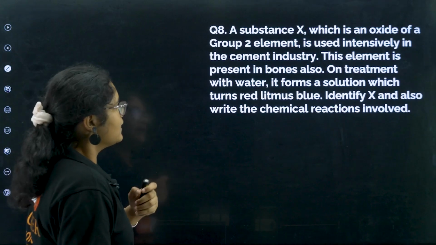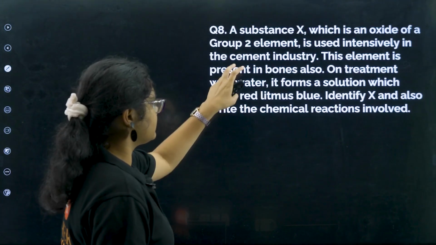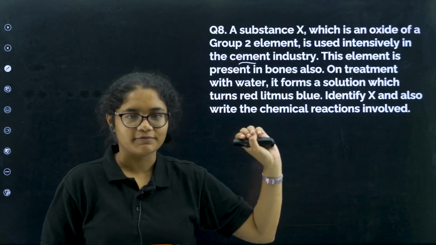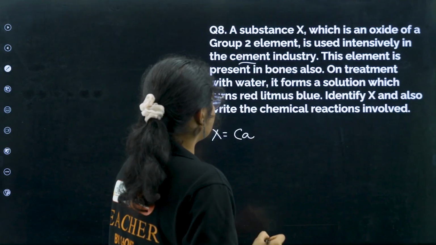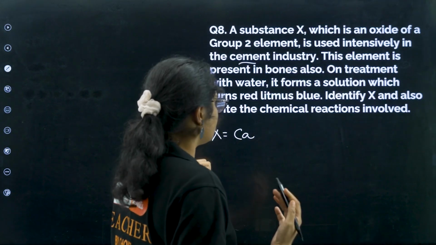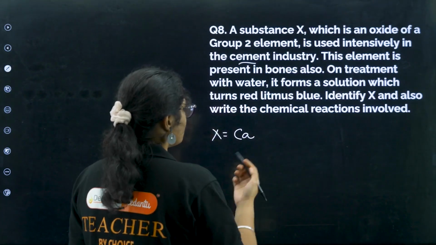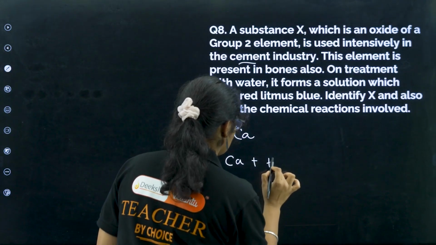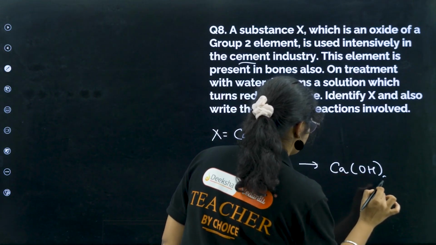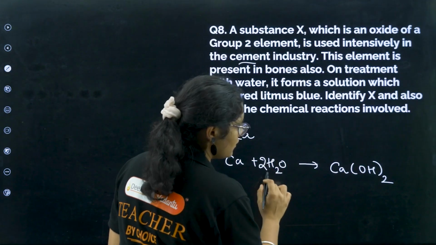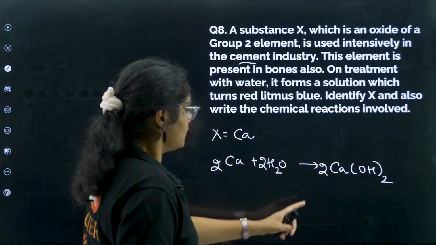Next, a substance X, which is an oxide of a group 2 element, is used intensively in the cement industry. I hope all of you have guessed that X is nothing but calcium. This element is present in bones also. On treatment with water, it forms a solution which turns red litmus blue. So if you put calcium in water, we will get calcium hydroxide. We can balance this one, 2H2O, so we will get 2 calcium and 2 calcium, right?